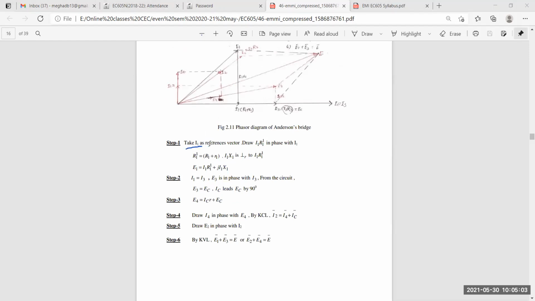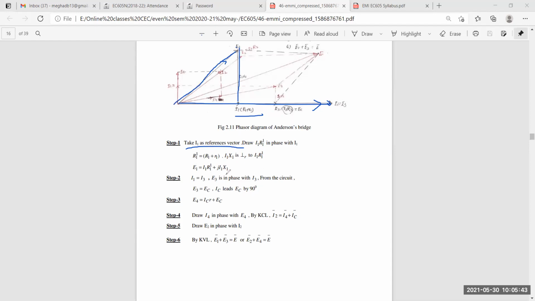First, they have taken I1 as a reference vector. Where is I1? This is my I1, somewhere here. This is my E1. This straight line is taken as the reference vector I1. So first of all, we need to draw I1 R1 in phase with I1. And if I try to draw I1 R1 plus r1, I need to draw this line with respect to this E1, because E1 is the voltage across I1.